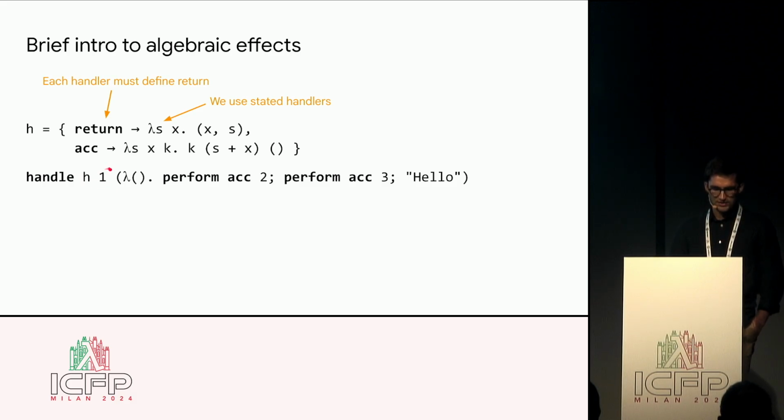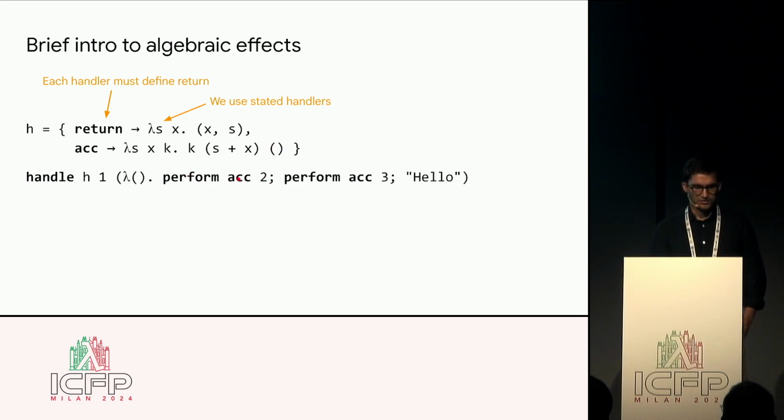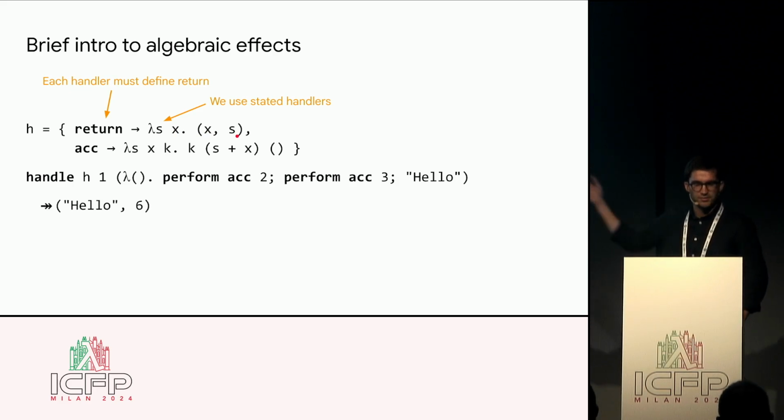We initialize the state to 1. We begin running the body. We perform ACC with 2. We handle it using this clause, which simply resumes the continuation with the state incremented by the argument, and with a unit, it doesn't really return anything meaningful. Either way, after this, we have an internal state of 3. After the next perform, we have an internal state of 6. And finally, an expression hello. At this point, we apply the return clause, which just pairs up the final hello with the final state. So the whole program evaluates to a pair of hello and 6.